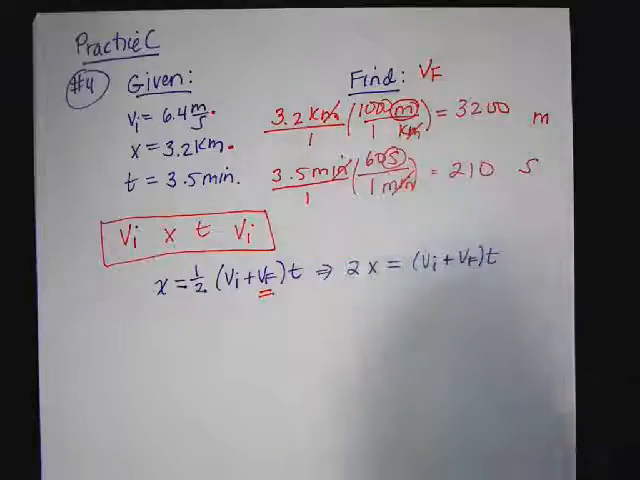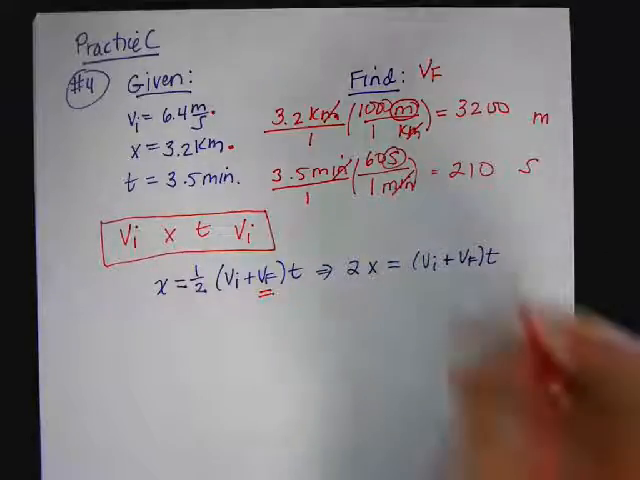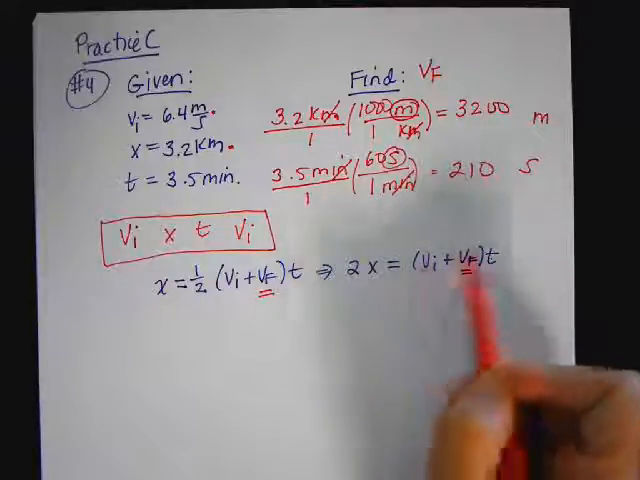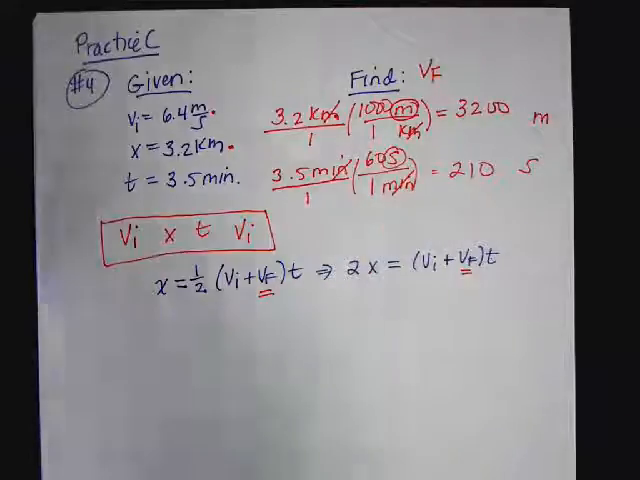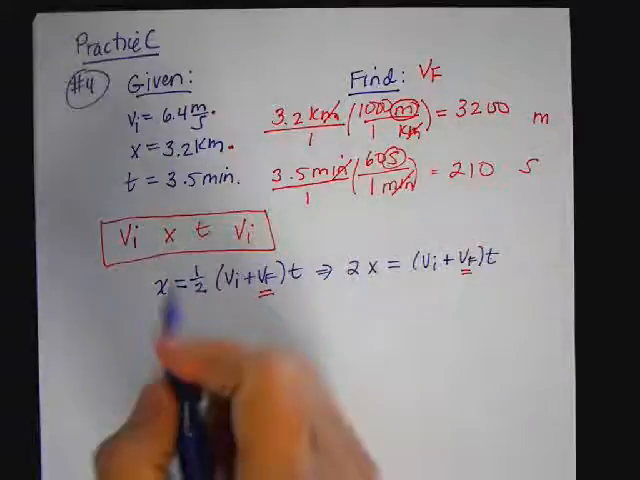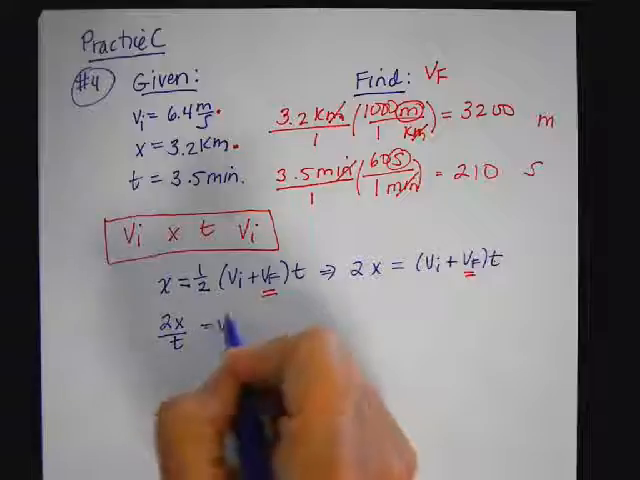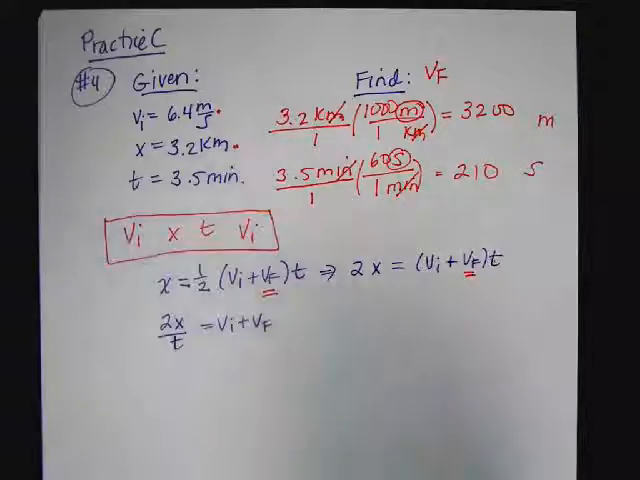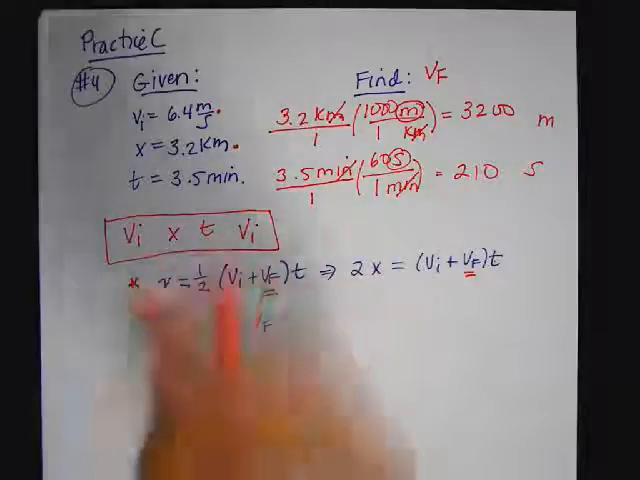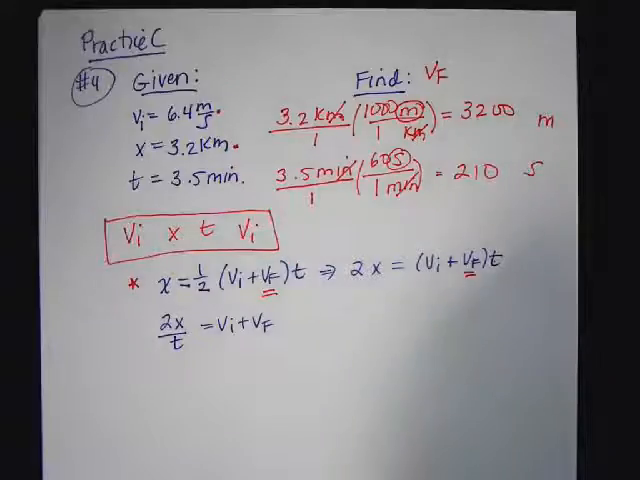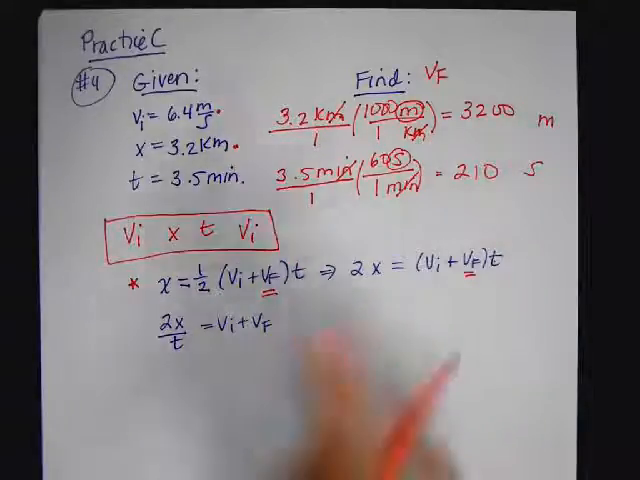Now remember, I want VF by itself. Because T is multiplied times this whole quantity, I'm going to divide both sides by T. So I'm going to have 2x over T is equal to VI plus VF. Because I'm going to tell you right now, if you tried to solve for VF and plugged your numbers in here, probably half of you are going to end up with the wrong answer. So I'm close. Now I want to solve for VF.